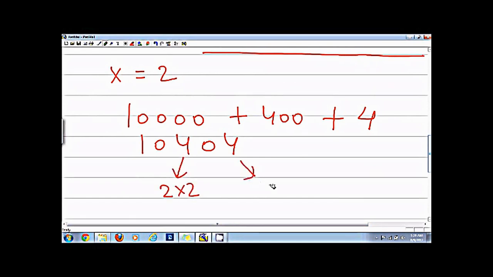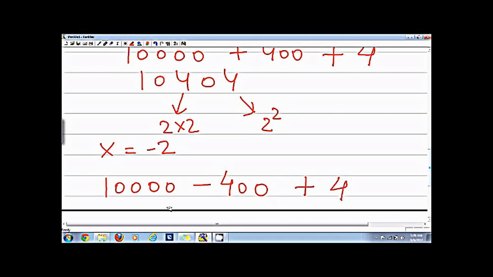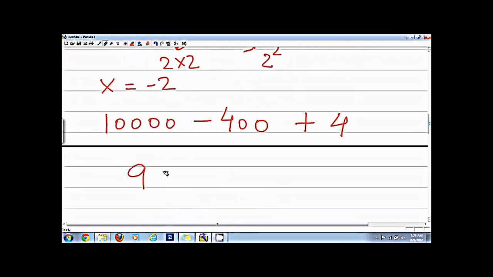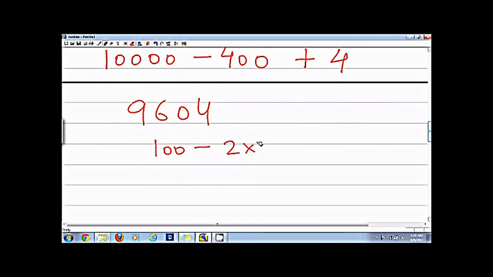Similarly, if x is equal to minus 2, in this case it will be 10000 minus 400 plus 4. So that will be equal to 9604. Again in here I have subtracted 100 minus 2 into 2, so that will be equal to 96, and then 2 square is equal to 4, so that will be 9604. So this is how the trick works.